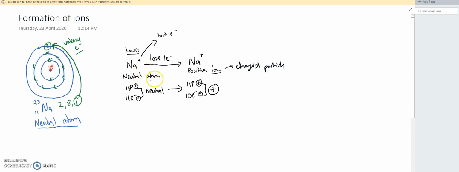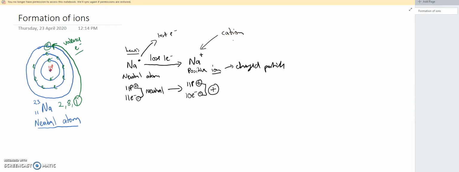So atoms are neutral, ions are charged. They can be positive and they can also be negative, as we'll see in a second. So we've formed a positive ion in this case. And when it's a positive ion, we actually call it a cation. Cation is positive ion. So that's one example. That's sodium. Sodium metal, atom, losing an electron to someone.